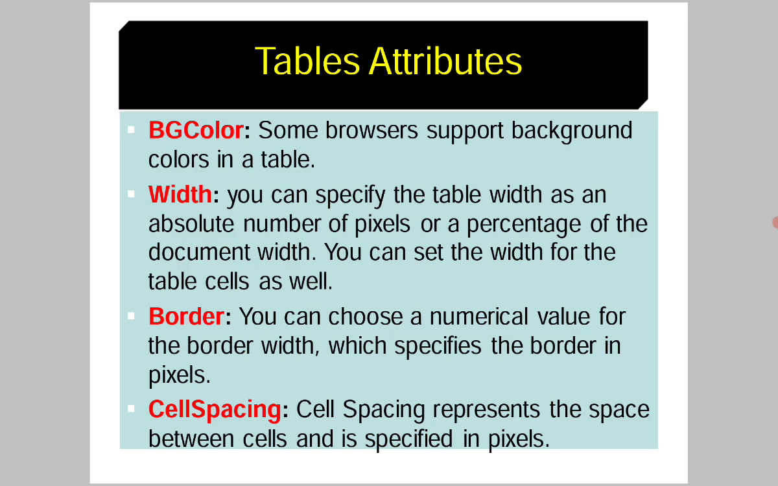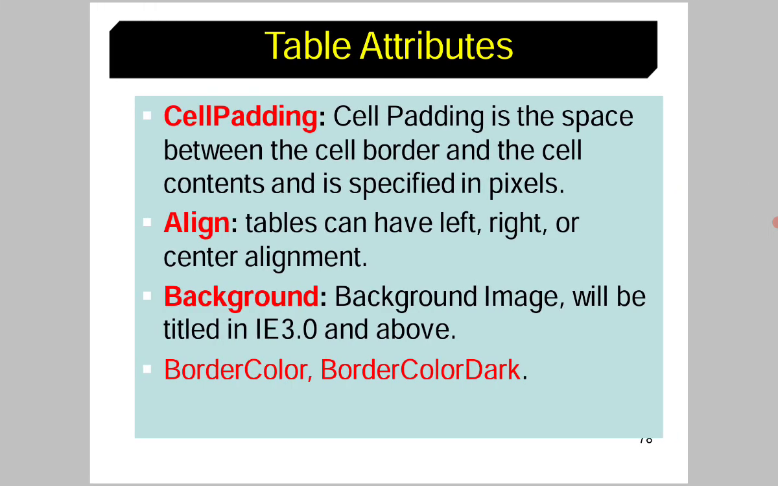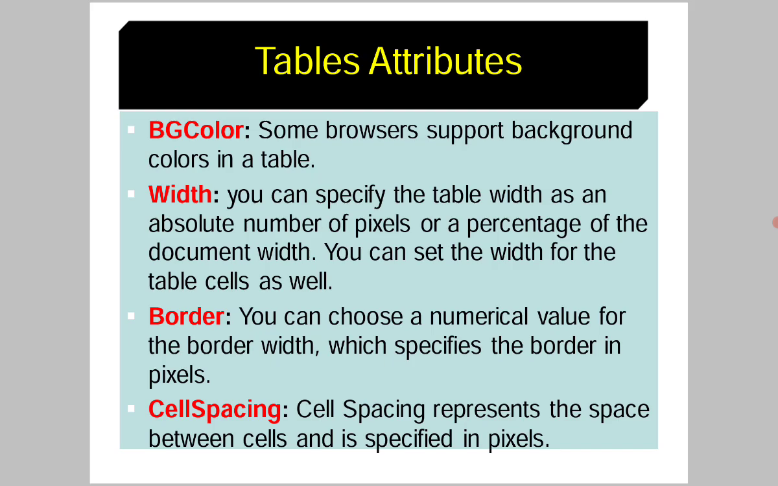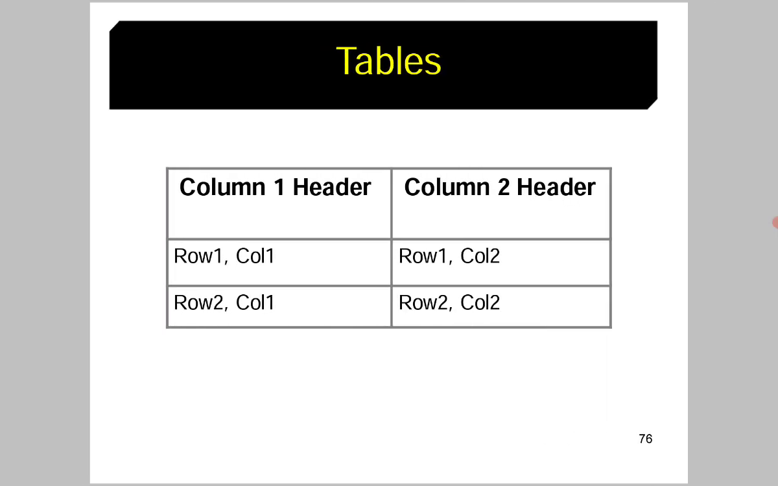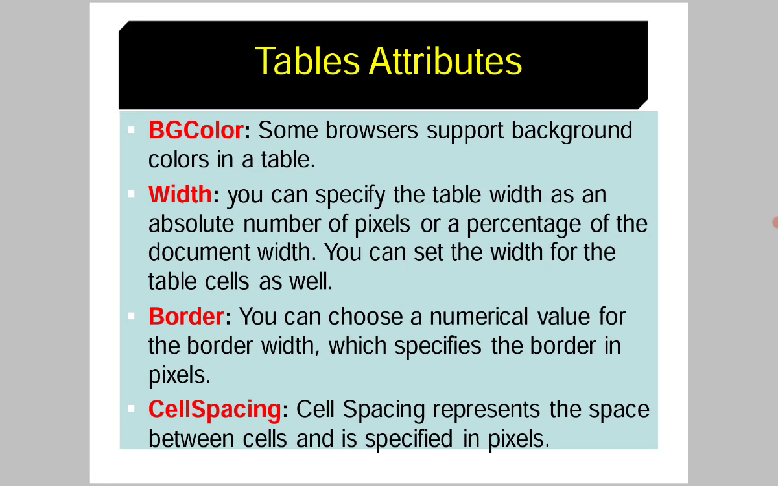What are attributes? Generally, attributes means parameters. So there are many other types of options also available along with the table tag. What are they? BG color, width, border, cell spacing, cell padding, align, background, border color, like that. So all these are different options or parameters used along with the table tag.